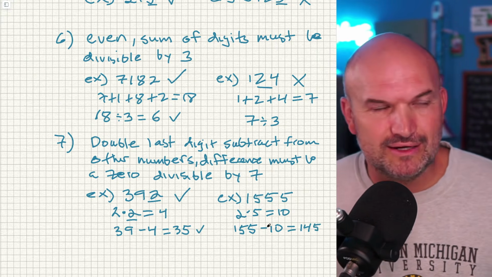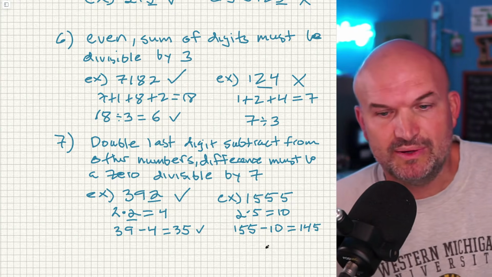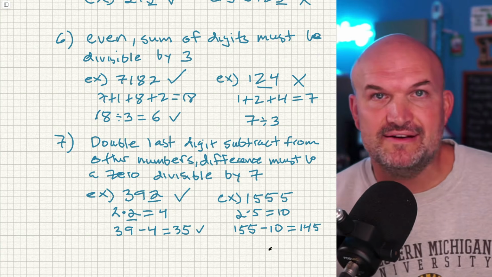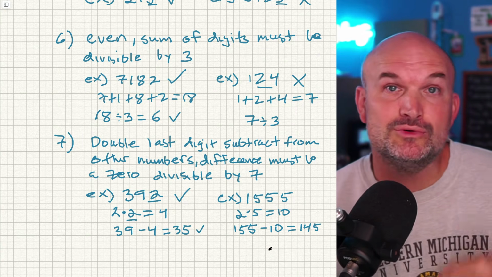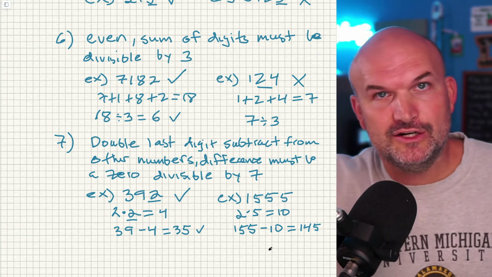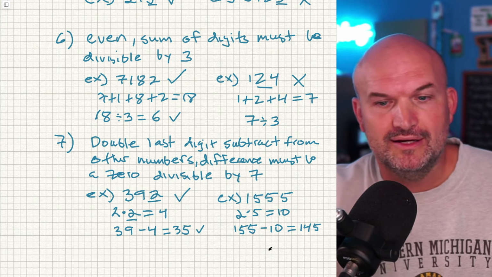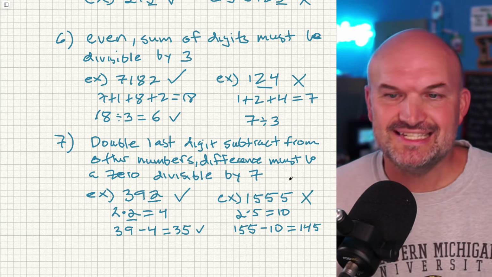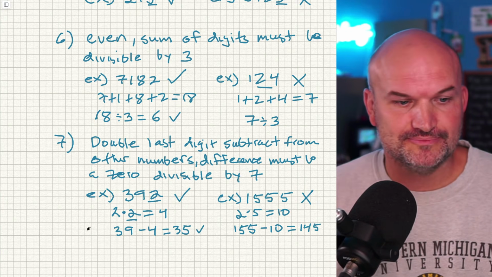Now, you might be thinking, well, I don't know if 145 is divisible by 7. Well, think again, use powers of ten. 7 times 10 is 70. 7 times 20 is 140. If you add another 7 to that, which would be 21, you're going to get 147. So you can see, ladies and gentlemen, that this is not going to be divisible by 7.